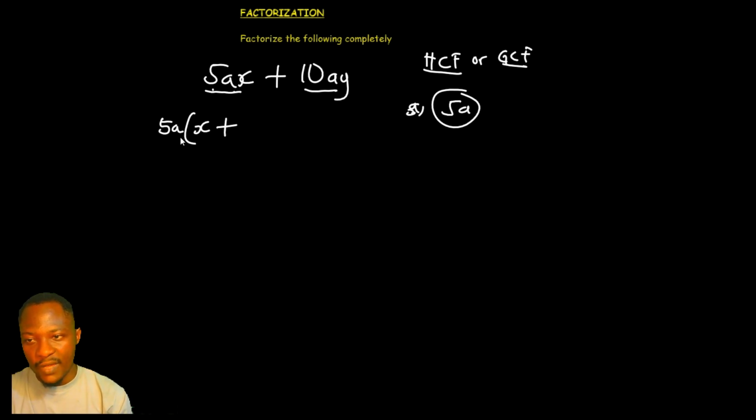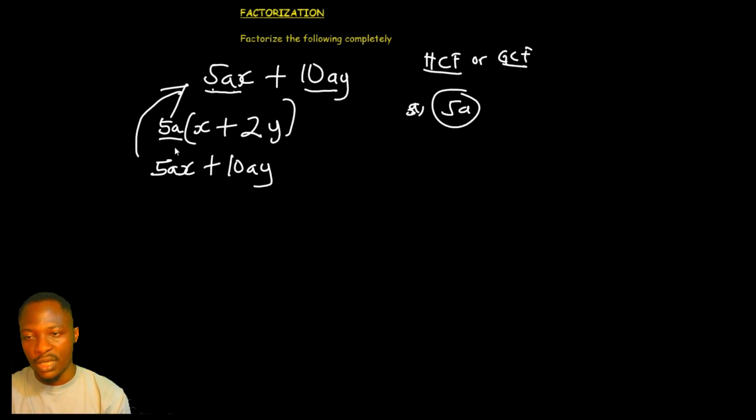Now 5a, what number can I multiply by so that here I can get 10? That one would be 2. Now already the a is gone, so it's going to be y. So I'll have 5a multiplied by, or 5a into bracket x plus 2y. Now to prove that you are correct, you need to multiply the highest common factor you factorized by the terms in the bracket. So 5a times x will give you 5ax, and also 5a times 2y will give you 10ay, just like how the question was given. Now this one is the first question.